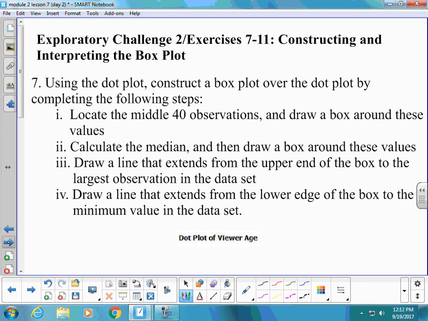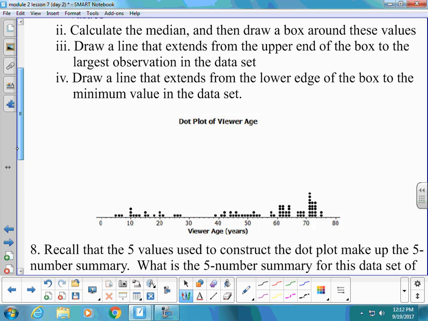Okay, moving on to exploratory challenge number 2. This is constructing and interpreting a box plot. So we're going to use our dot plot to construct a box plot over top of it. Okay, so this is actually the same picture, but I believe in your book, you don't have the picture a second time.